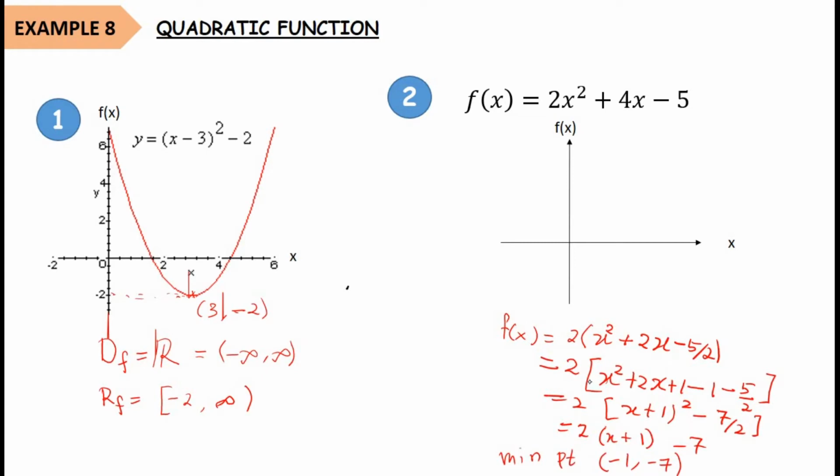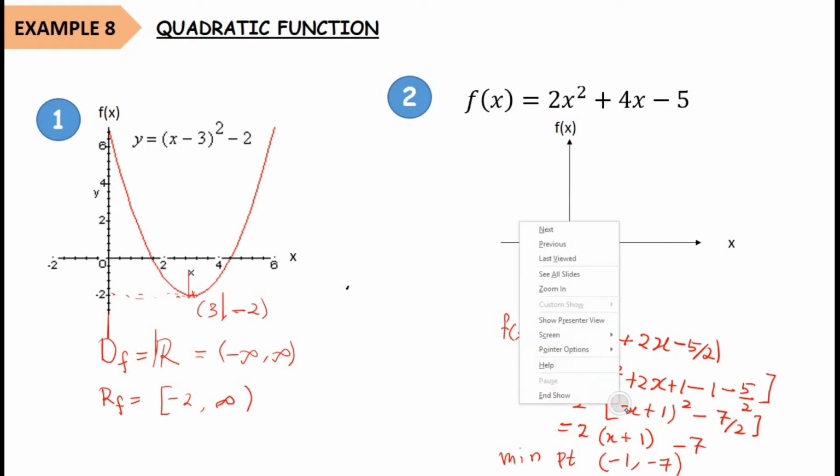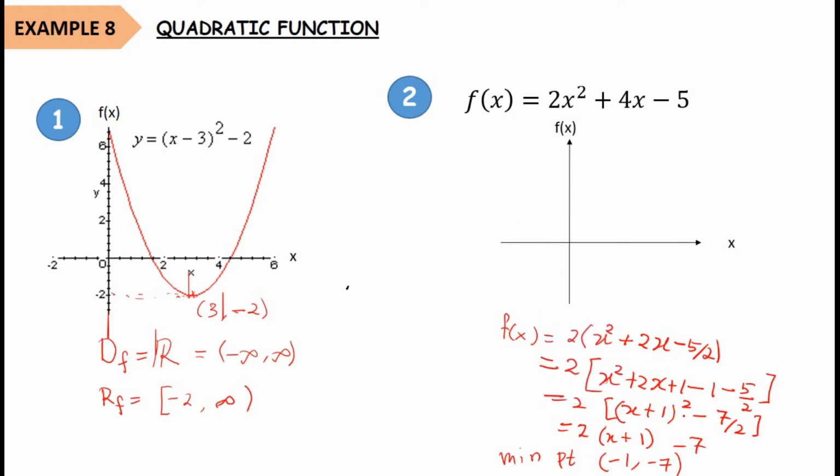Next, we have to put x squared plus 2x plus 1 in the complete square form. Then we get (x plus 1) squared, and then minus 1 minus 5 over 2. From there we get negative 7 over 2. Then we multiply 2 into each term in this bracket. So we get 2(x plus 1) squared minus 7.